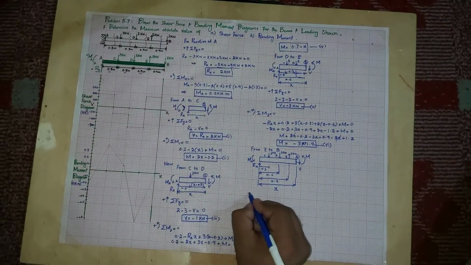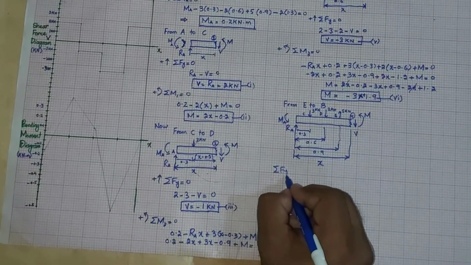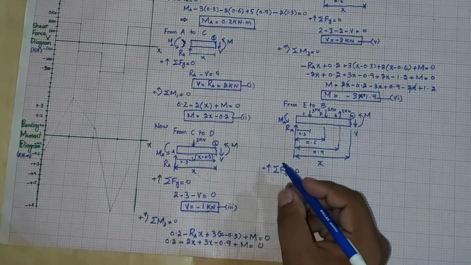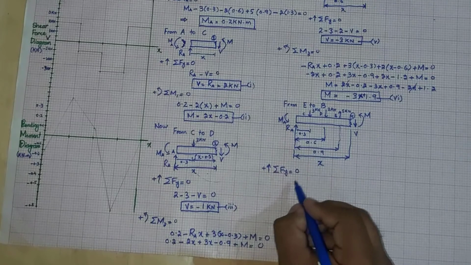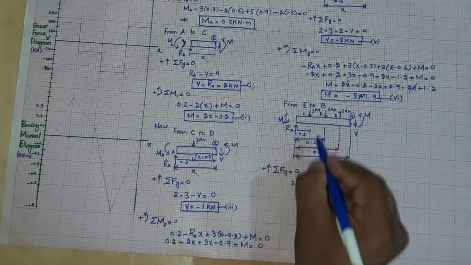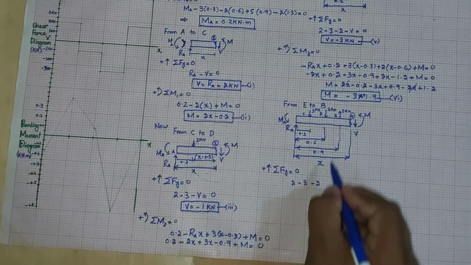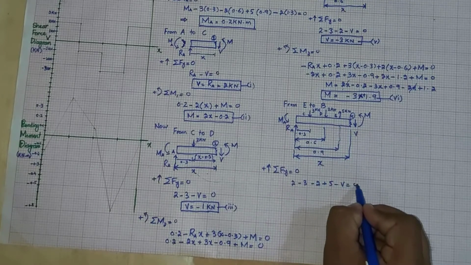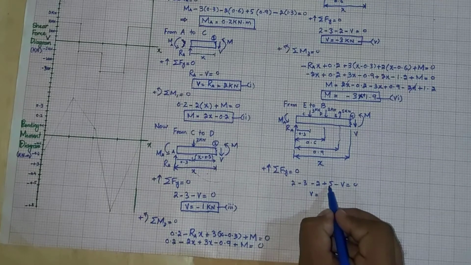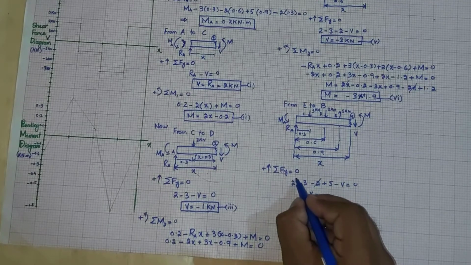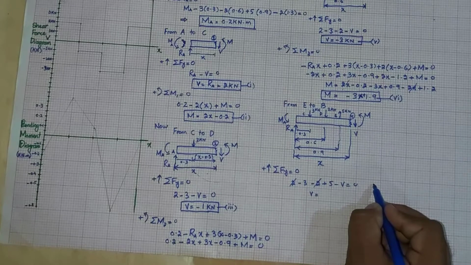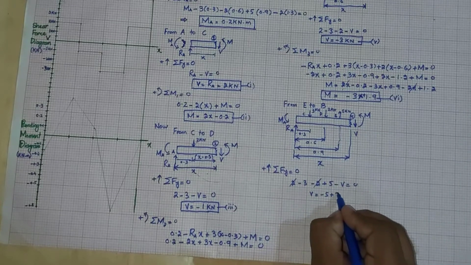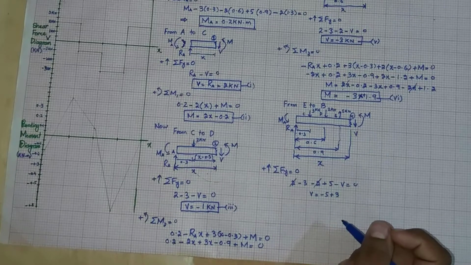So we will solve: the sum of all forces along the y direction must be equal to 0. When you solve this, this RA is 2, which is acting upward, minus this force 3, minus this 2, plus 5, minus V is equal to 0. So V will become equal to this: the 2 will cancel, and the minus 3 will go over here, and 5 will be, so that will be minus 5 plus 3.